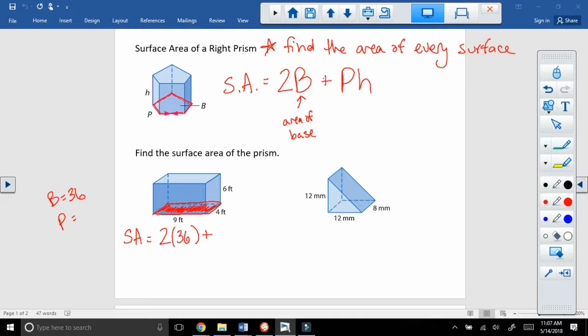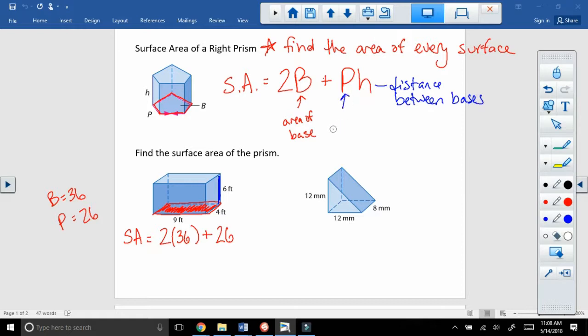What is the perimeter of that rectangle? 26. How'd you get 26? 9 plus 9 plus 4 plus 4. Okay, so 9 plus 9, 4 and 4, they all add up to be 26. And then the height is the height of the prism, or the height is the height between the bases. The distance between the bases.